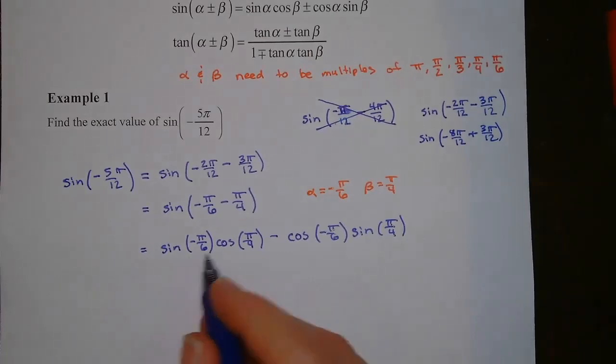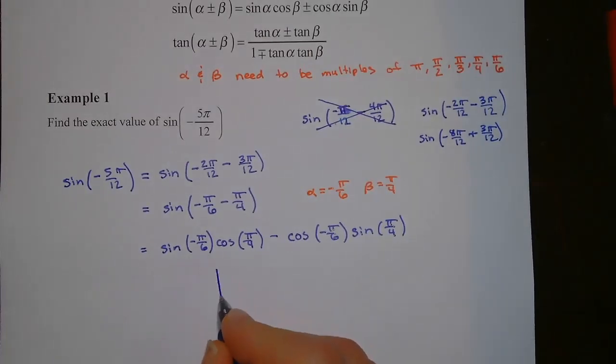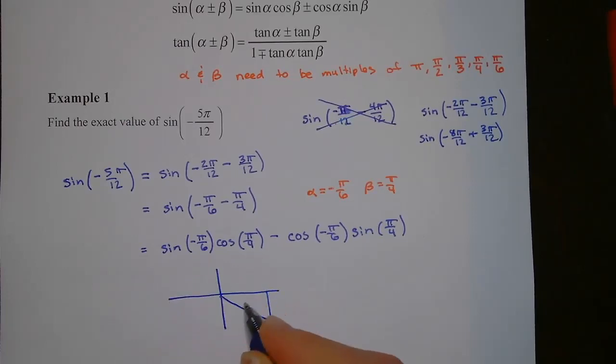So sine of negative pi over 6. I've got to draw a diagram for the negative pi over 6 angle. That would put me in the fourth quadrant, because it's a negative angle. My reference angle here would be pi over 6. This y would be negative 1, my r would be 2, and this would be positive square root of 3.